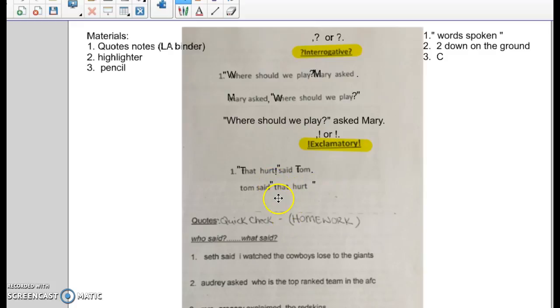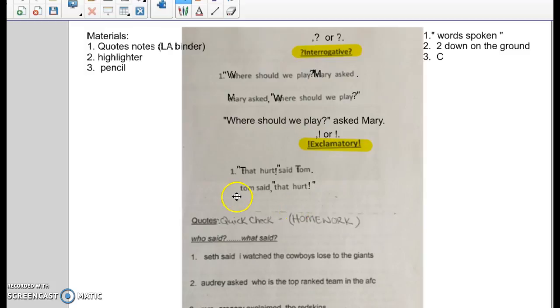Step 2, two down on the ground. Well, which part was yelled? Is it, Tom said, that hurt? Or Tom said, that hurt? He yelled, that hurt. That gets your exclamation point. There's one down on the ground. And we need our comma to separate our dialogue tag from the actual dialogue. Also, remember, you need to be able to tell. It is punctuation, then the quotes. So comma, quotes, exclamation mark, quotes.